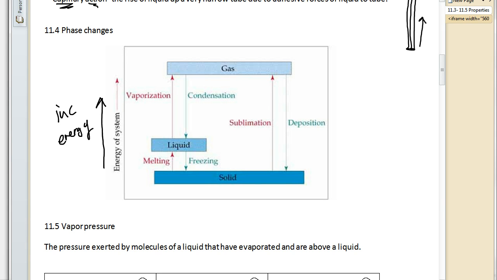We have increasing kinetic energy. These molecules are moving faster. And so if we are a solid, let's say we're ice, down here, which is, we know, solid water. If we want to get ice to melt, we've got to heat it up, and that's called melting. In chemistry, we also like to call that fusion.